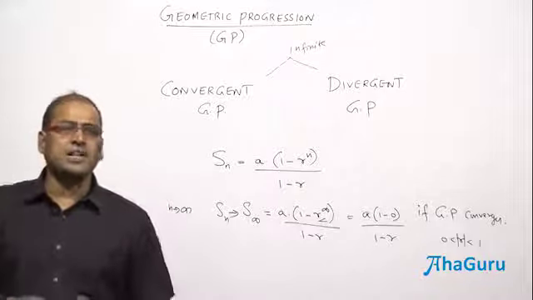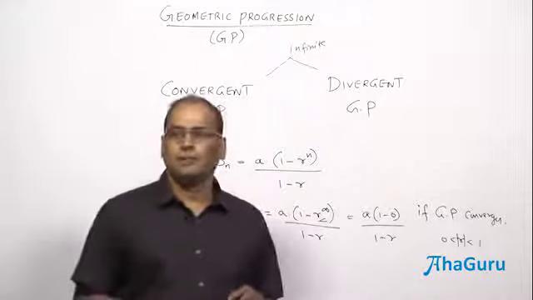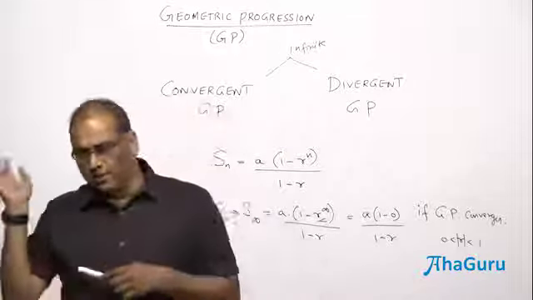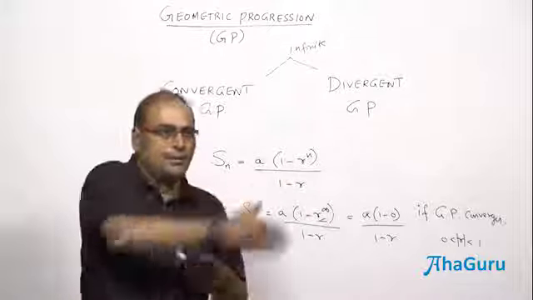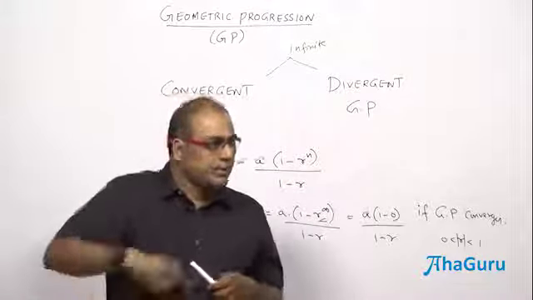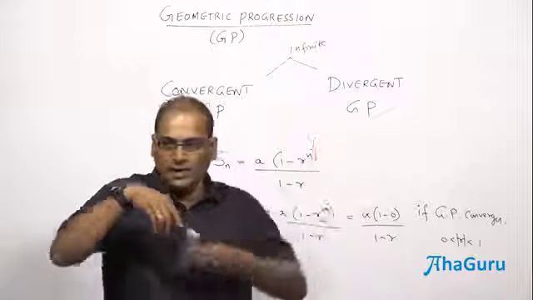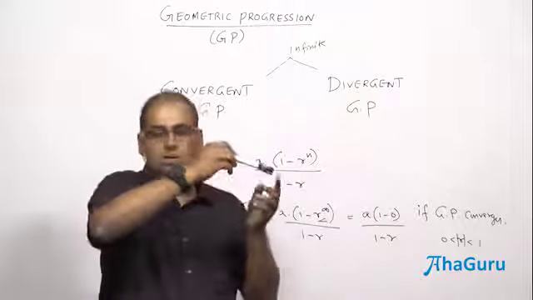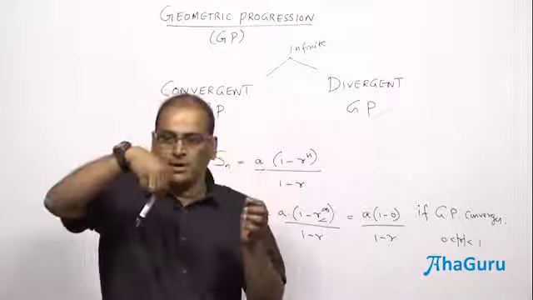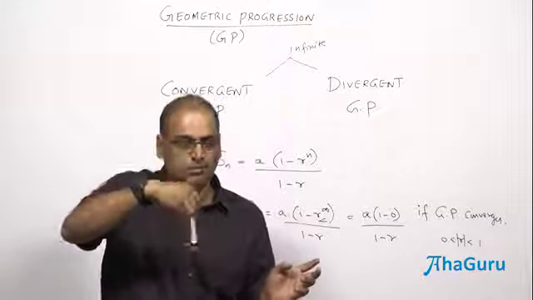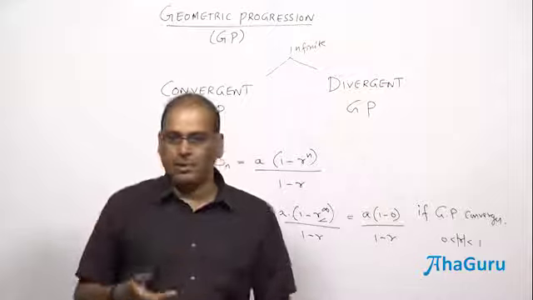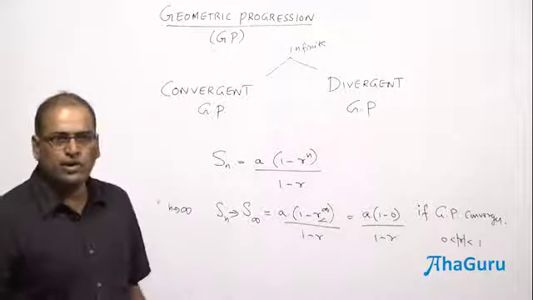See, if r is minus half, what will happen? From 1 you go to minus half, then plus 1 by 4, then it's just like a damped oscillated pendulum. Understand? A pendulum oscillating. This side it goes to some length, and it comes lesser than that side, right? So it's like a damped oscillated pendulum. So that's also going to converge.